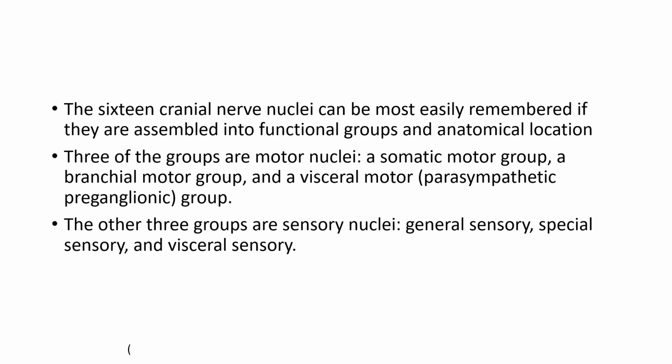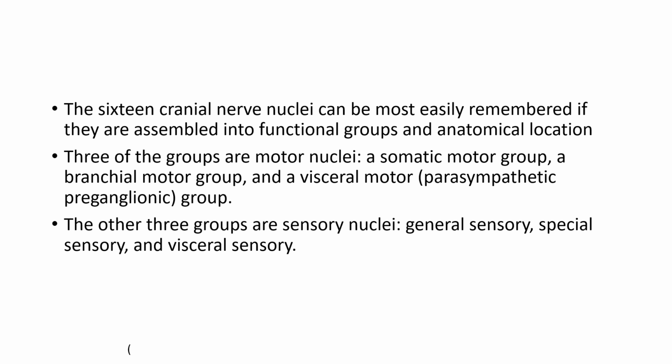So these 16 cranial nerve nuclei can be most easily remembered if they're assembled into functional groups in anatomical location. So remember, we're going to use these with that rule of 4s in order to localize the lesion. So this gives us that idea of where is the lesion. Is it medulla, pons, or midbrain? So that's how we're going to be able to figure out where to do our neuro rehab.